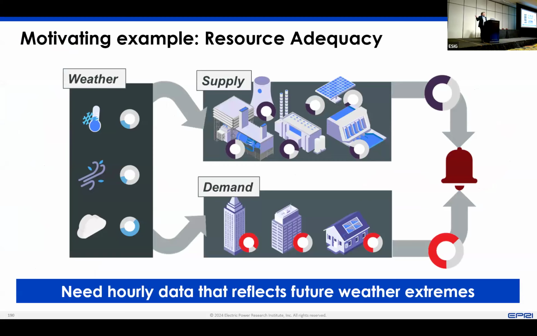So one motivating example, and we've heard lots already, but just to reinforce, might be resource adequacy. In this, you're wanting to look at future systems, what are the risks on the supply and demand side, and you need hourly data, but you want that hourly data to also reflect future weather extremes. So you don't want to just purely go off of the historical record, because you want to see what might I face in 2050, those sorts of situations.